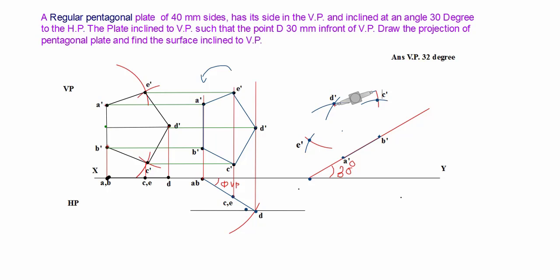Now again, you can join all the points with a straight line. So I draw the A dash B dash C dash line, B dash to D dash, then D dash to E dash, and E dash to A dash. So as per question statements, we arranged our pentagonal plate with AB side inclined.